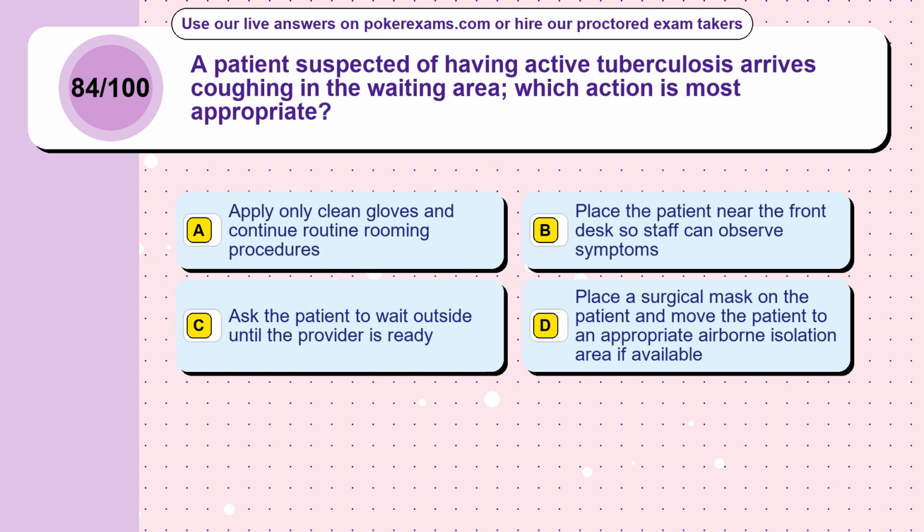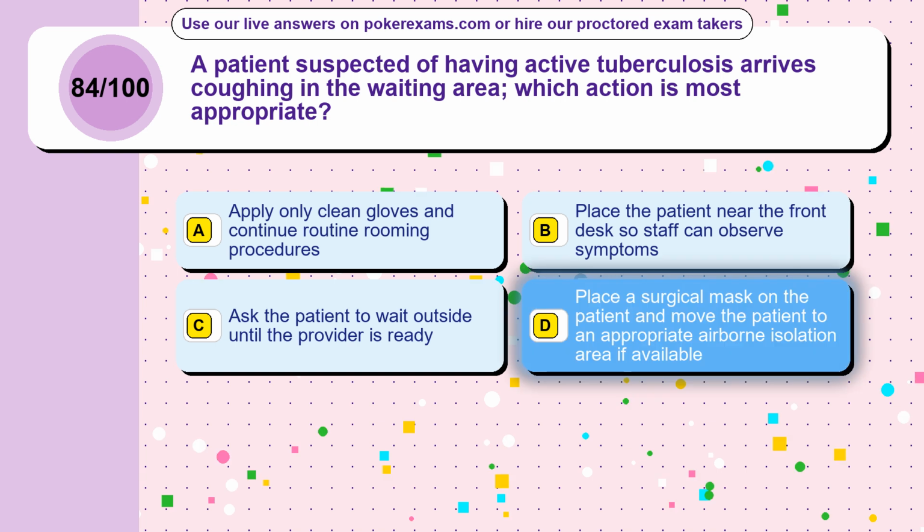Question 84. A patient suspected of having active tuberculosis arrives coughing in the waiting area. Which action is most appropriate? Option A, apply only clean gloves and continue routine rooming procedures. Option B, place the patient near the front desk so staff can observe symptoms. Option C, ask the patient to wait outside until the provider is ready. Option D, place a surgical mask on the patient and move the patient to an appropriate airborne isolation area if available.